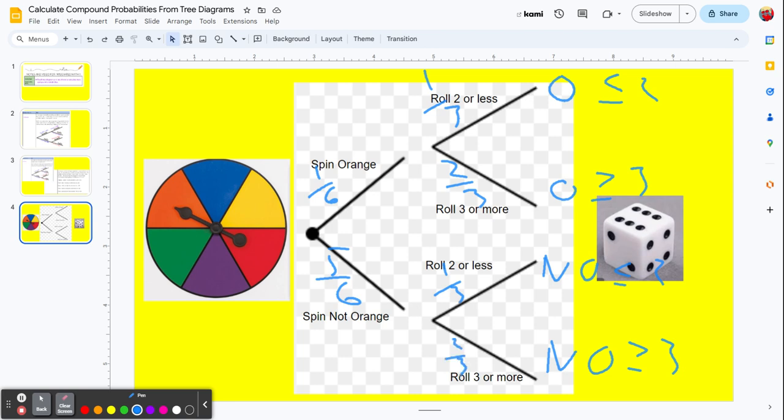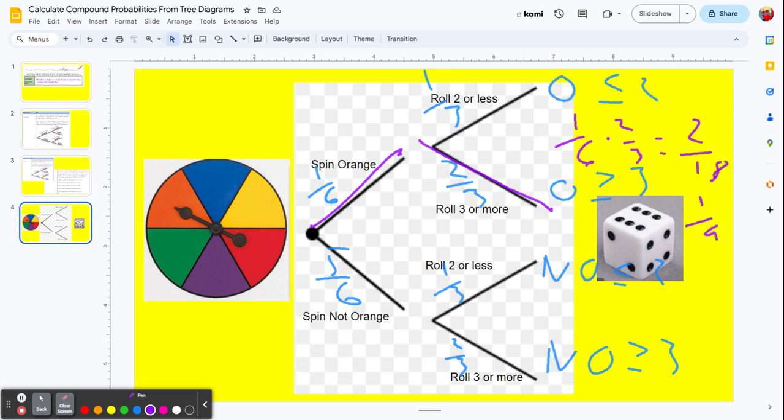All right, so now to find the probability, the question might ask you, what's the probability that you spin orange and you roll 3 or more? So what we're following is this. We're going this branch and this branch. So then all we do is we multiply those probabilities. 1/6 multiplied by 2/3 equals 2/18, or 1 out of 9.